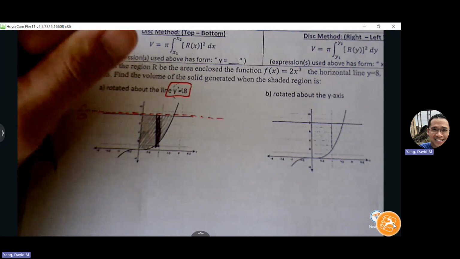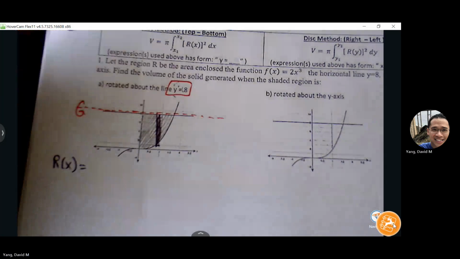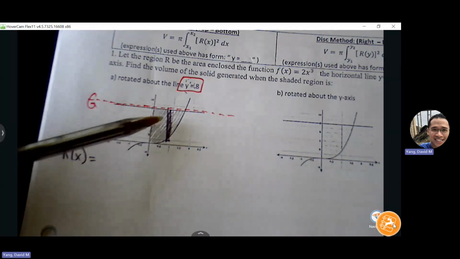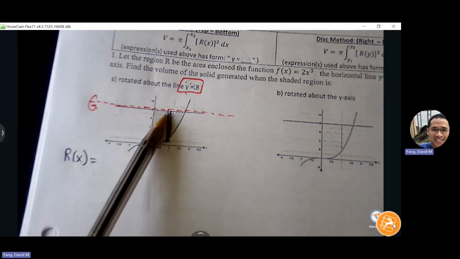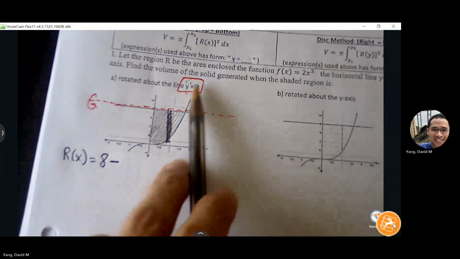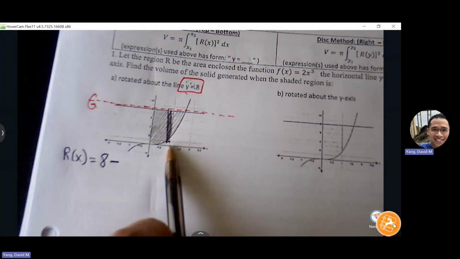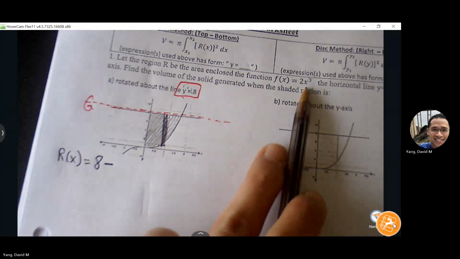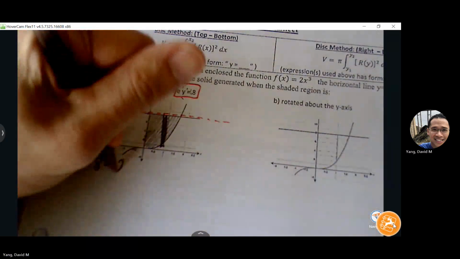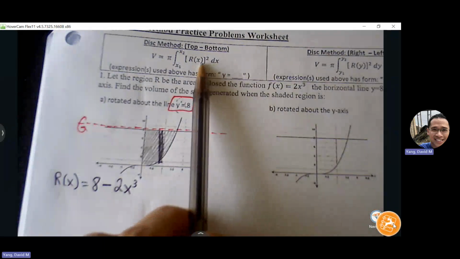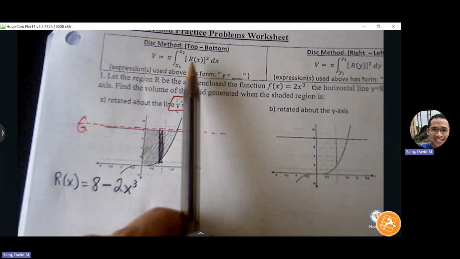Let's build our radius. So big R equals, okay, top minus bottom. Let's look at the top of the radius minus the bottom of the radius. So what's the top of the radius touching or sitting on? 8. So 8 comes first. Minus, it's always going to be top minus bottom here. What's the bottom of my radius sitting on? 2x cubed, right? Okay, so we pretty much have what we need for this method.